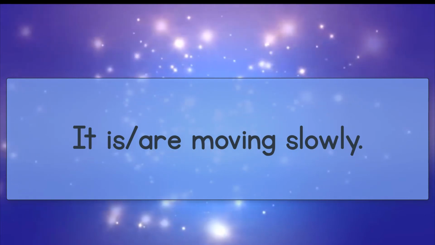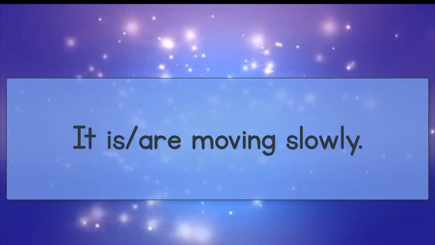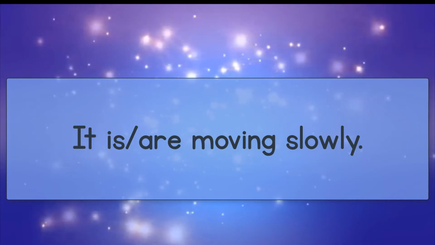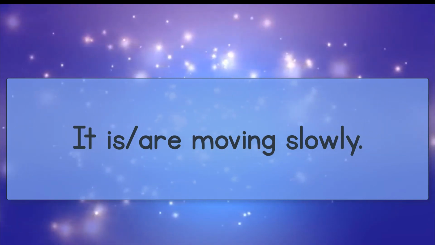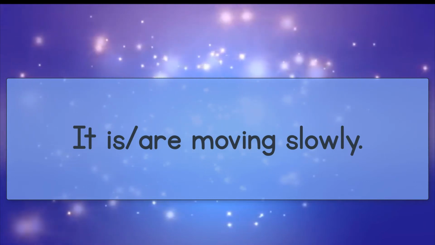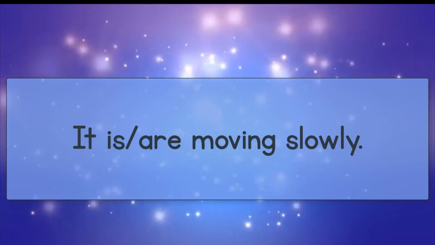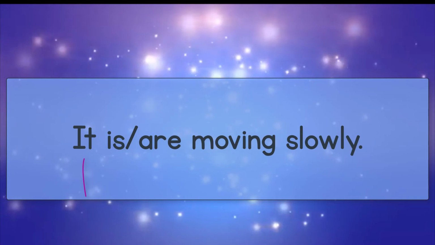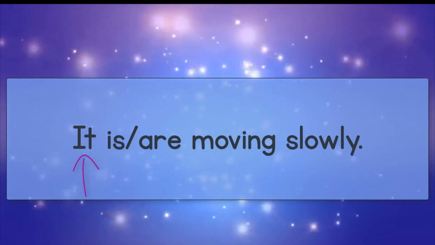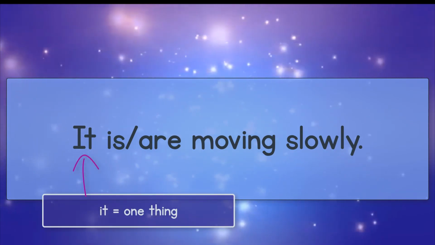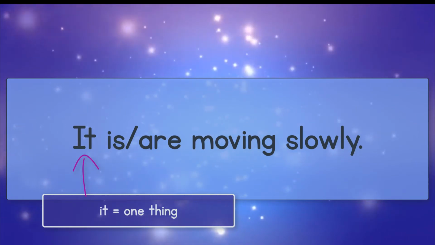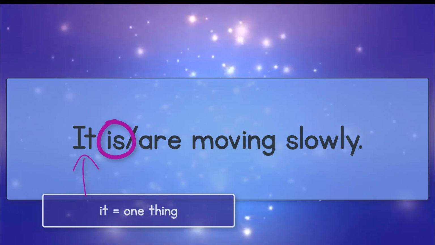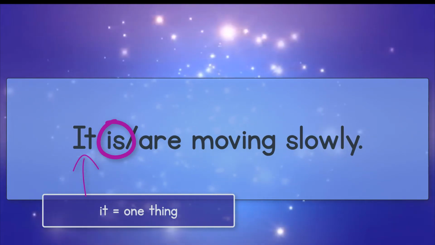Next one. It is or it are moving slowly. What noun are we talking about? We're talking about the noun it. So we know it means it is one thing. So since it is one thing, we're going to use the word is. And our sentence would be, it is moving slowly.